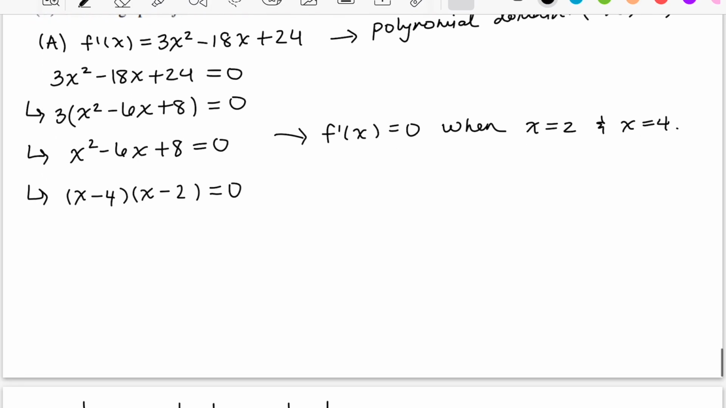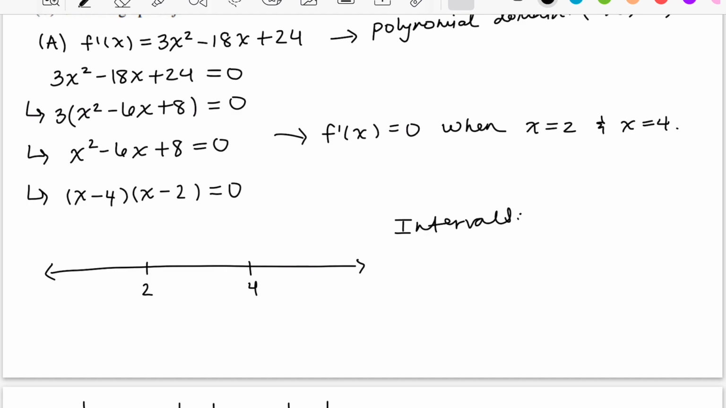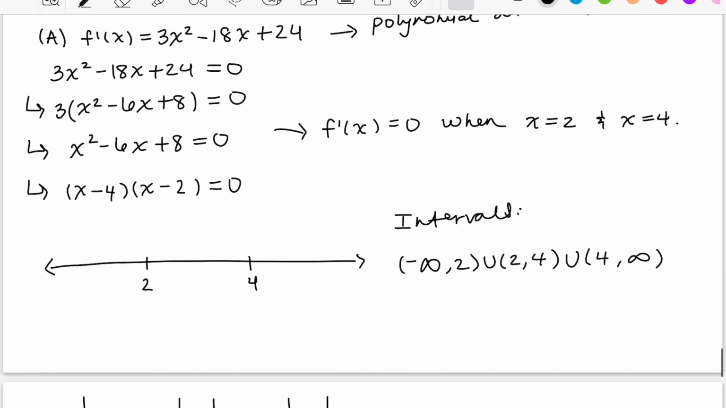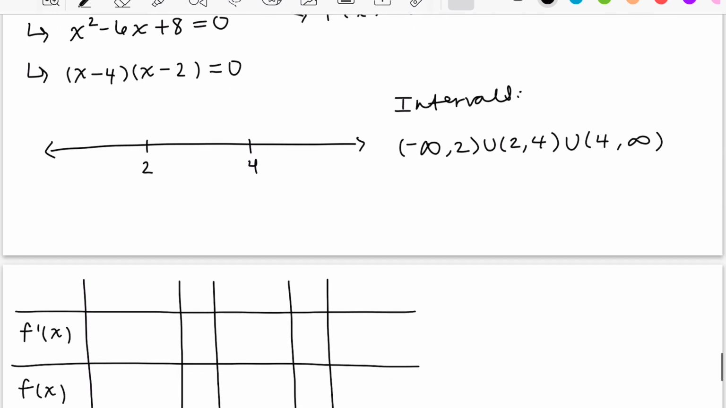Alrighty. So our domain is split into the following intervals. We have negative infinity up to 2, 2 to 4, and then 4 to infinity. All right, so we're going to determine the sign of our derivative in these intervals. So we'll construct our sign chart here.